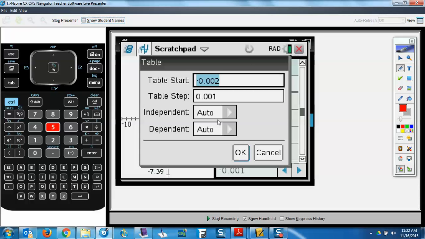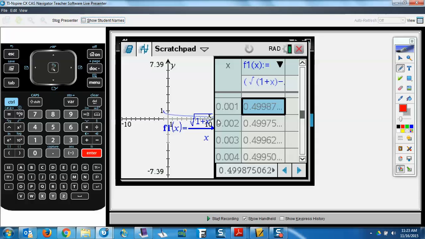She started that at 0 because we're doing x's approaching 0. She put in 0.001, or you can put in another 0 if you want. Hit OK. Okay, and then she arrowed up a little bit.